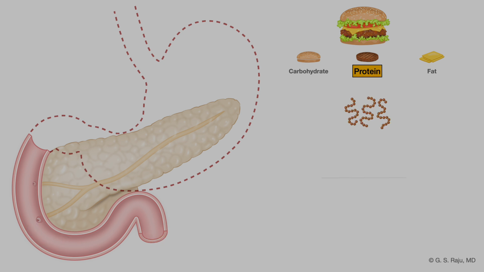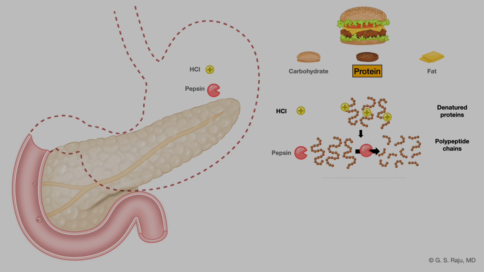So now let us move to the protein patty in the Big Mac. So the protein digestion starts in the stomach, and the HCl, that is hydrochloric acid, denatures the protein, resulting in denatured protein. And then the stomach also secretes pepsin, which starts breaking down the denatured protein into polypeptide chains.